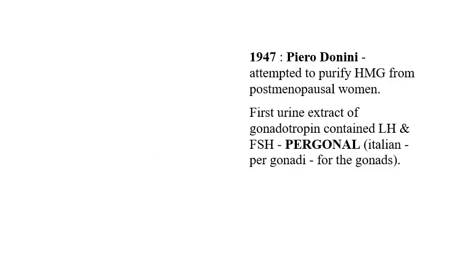Let's move on to 1947. In this year, Donini attempted to purify the menopausal gonadotropin from postmenopausal women's urine. This contained both LH and FSH like activity, and the product was named Pergonal, which is derived from an Italian word meaning per gonadi, that is, for the gonads.